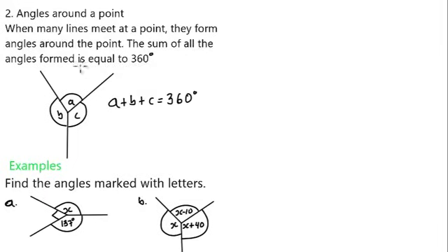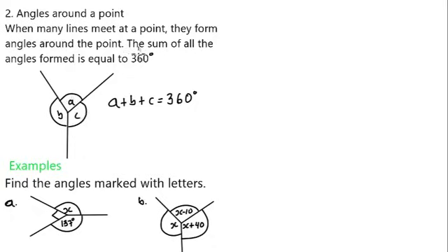We are saying that when many lines meet at a point, so look at this line from here to here, from this line here to here, from this point here to here, they all meet at this point. And we are saying that when many lines meet at a point, they form angles around the point. And so this is the point. So an angle will be formed here, an angle will be formed here, and also an angle will be formed here. So in all, we are having 3 angles, angle A, B, and C.